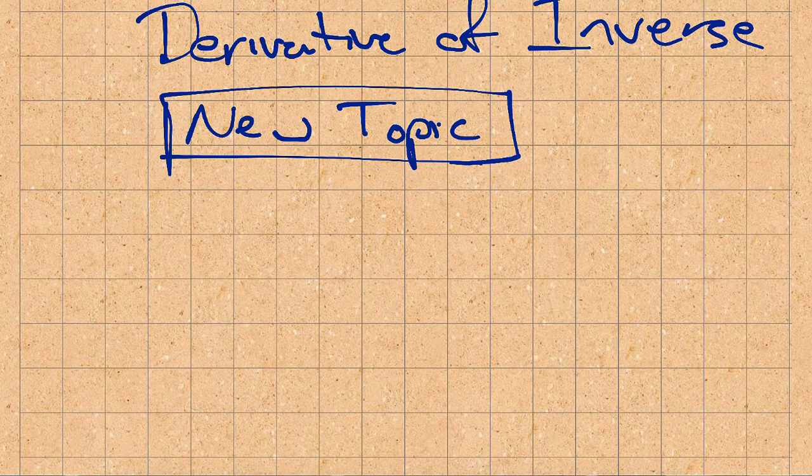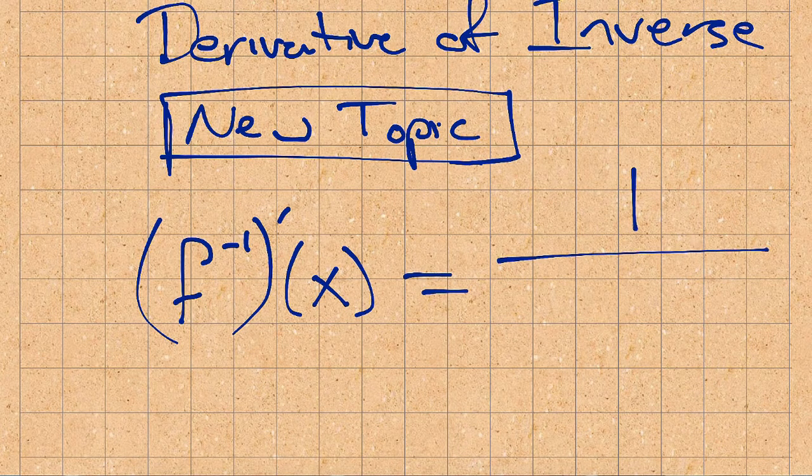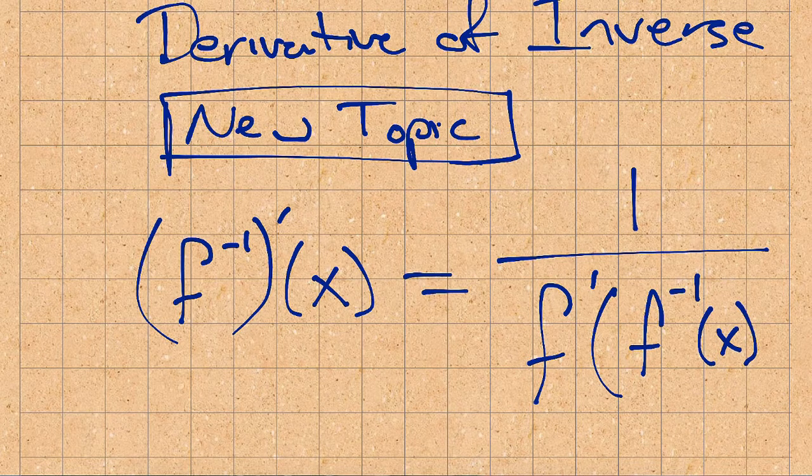So, first of all, let me just write down the formula and then we'll talk about what inverses are and everything. So, that's the inverse notation. If you're doing the derivative of an inverse, it's equal to 1 over the derivative of the function evaluated at the inverse. Now, I know that is a lot of notation, but that's something you're going to want to write down.